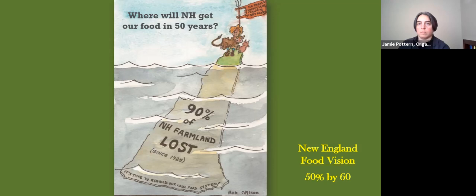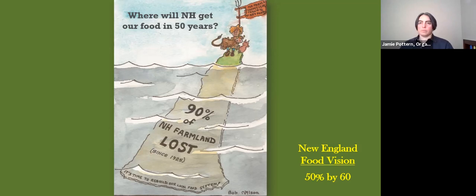As a state, we've lost nearly 90% of our farmland since 1925. And in that same century, our population nearly quadrupled. Today, our farms only produce about 5 to 10% of the food we consume. So what does that really mean from a food security and sustainability perspective? In other words, what happens if the food supply runs dry?